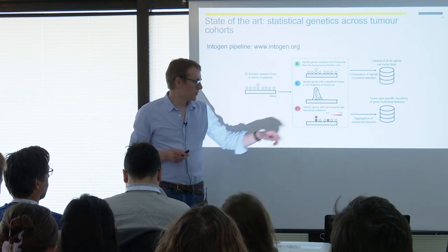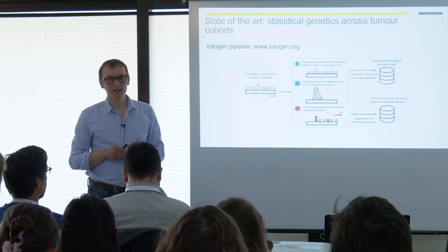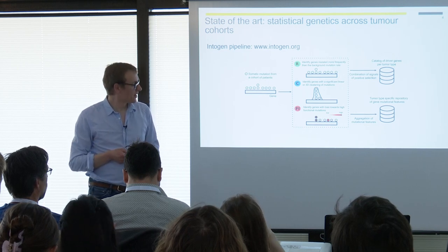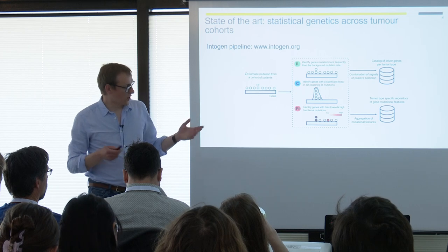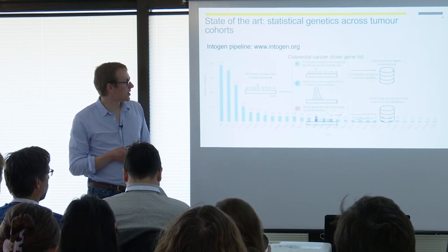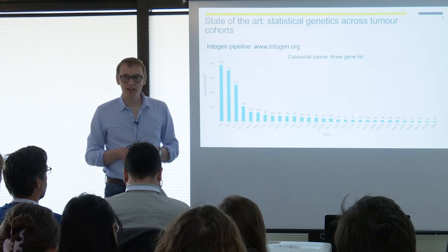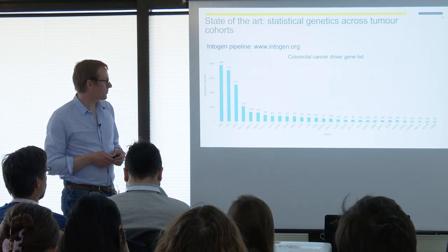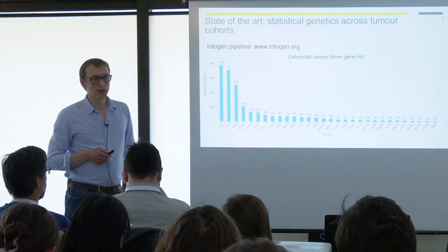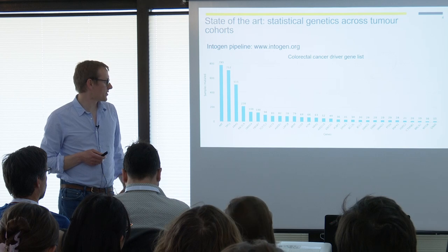And then if you have additional functional information, you can integrate that as well, and you'd expect drivers to be enriched for functional changes, which makes a lot of sense. So if you do this, it works really well, and Intogen is fantastic. If you go to the website and type in colorectal cancer, which is the cancer we study foremost in our lab, you get this list of genes which comes out, and we saw a plot like this earlier in the first talk of the day.